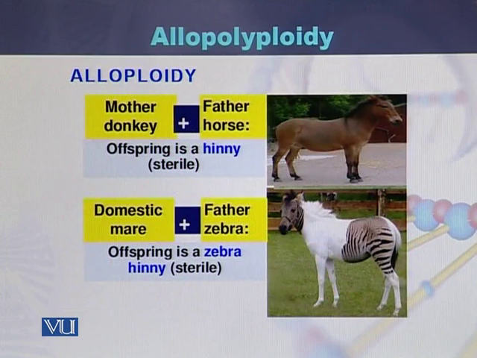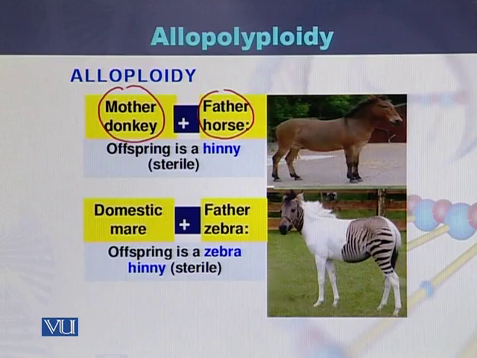In the case of the Hinny, that is a cross where the mother is a donkey while the father is a horse. When there is a cross between a donkey mother and a horse father, a Hinny is produced, which is also called a mule. A mule is a product of allopolyploidy, where the chromosomes from the donkey and the chromosomes of the horse come into the same cell.